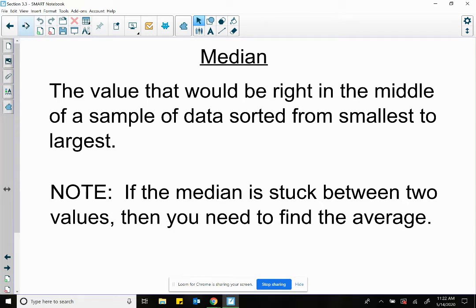So the median is just like any median that you know about when you learned about mean, median, and mode in other math classes. It's the value that would be right in the middle of a sample of data sorted from the smallest to the largest. It must be sorted smallest to largest. And note, if the median is stuck between two values, then you need to find the average. Again, we're going to let the calculator and StatCrunch do all that work for us.